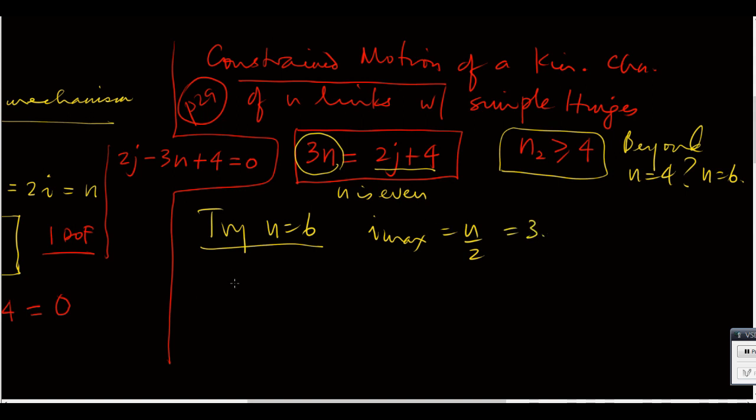So n is equal to n2 plus n3. More we can't have. We'll have binary links and ternary links, but for example we can't have any quaternary links. Okay, so that's the first thing.